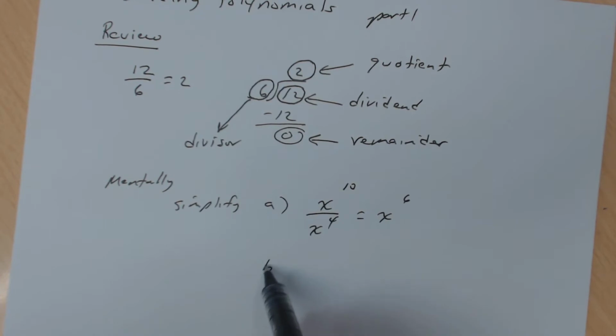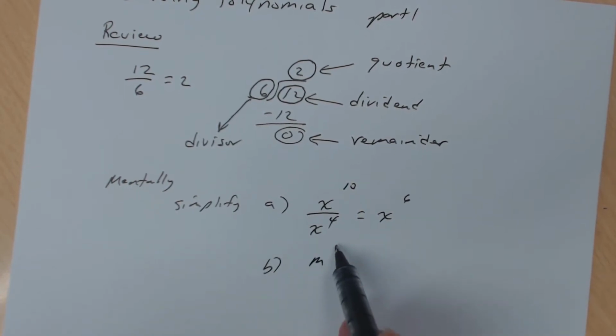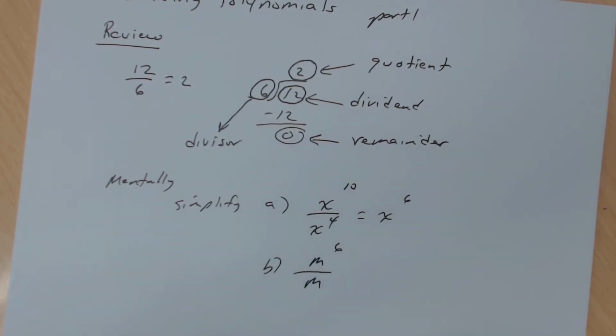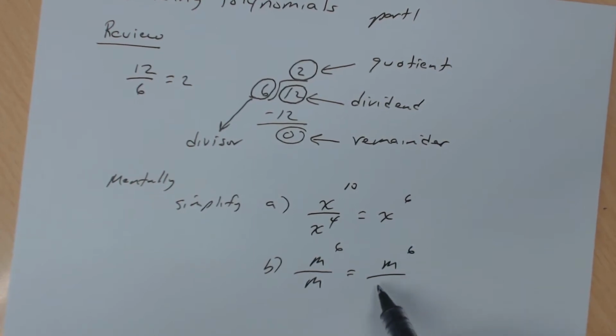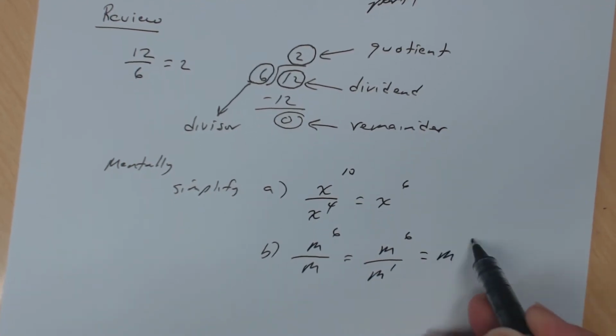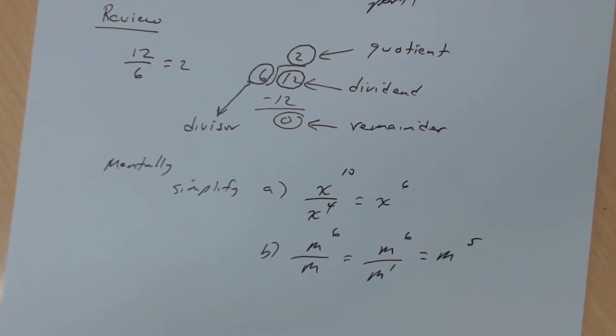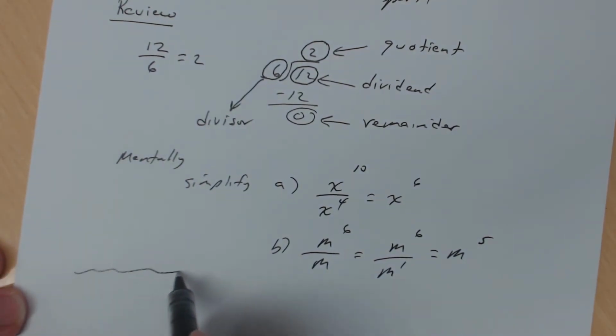So again, if you have, let's say, m to the 6 divided by m, remember, you're still dividing like bases, so you can subtract exponents. If there's no exponent there, it's understood to be a 1. And so 6 minus 1 is 5, so I get m to the 5th power. Okay? All right, now, let's start.